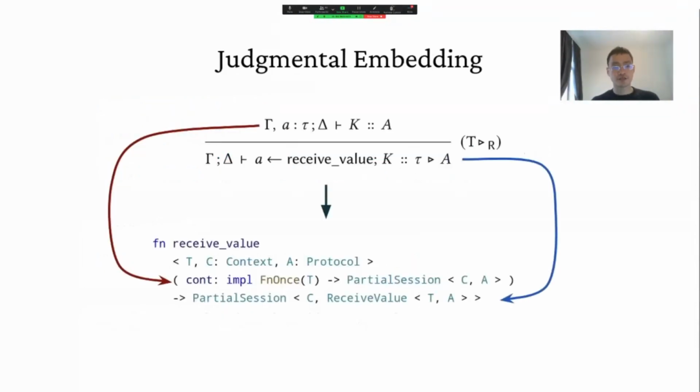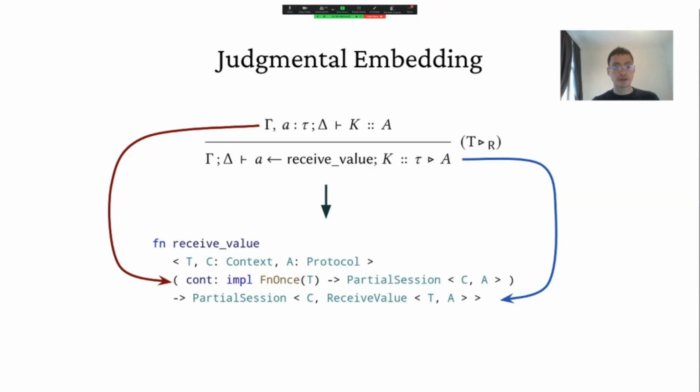With the type definitions in place, we can then use a technique that we have developed called judgmental embedding to encode custom typing rules of session types as functions on the host language Rust. On the top, we have the typing rule of receive value, which updates the session type from A in the premise to τ ▷ A in the conclusion.